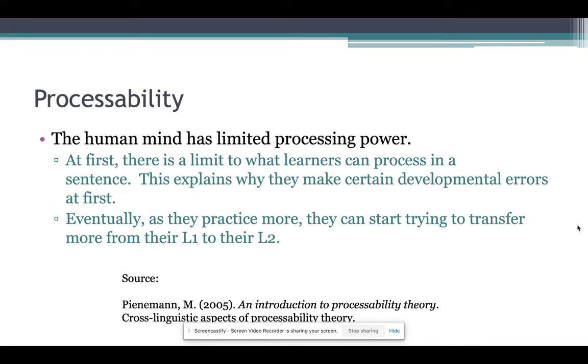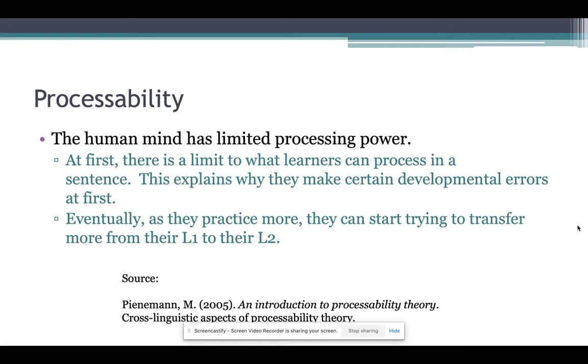A learner's decision or ability to transfer an L1 form to the L2 may also depend on mental processing power. As you may know from previous videos, Pienemann's processability theory proposes that humans have limited processing power for language. In this theory, forming sentences in a second language is like learning to juggle. At first, there's a limit to what learners can process in a sentence, and this explains why they usually make so many developmental errors in the early stages of learning.